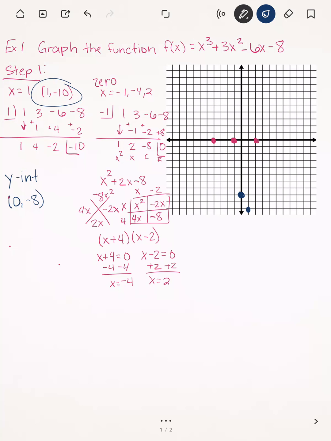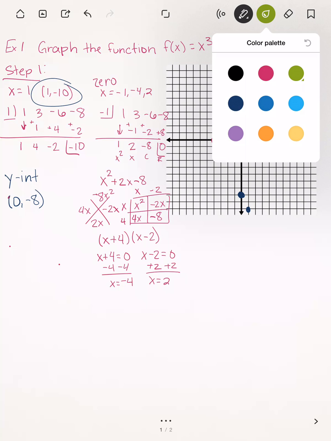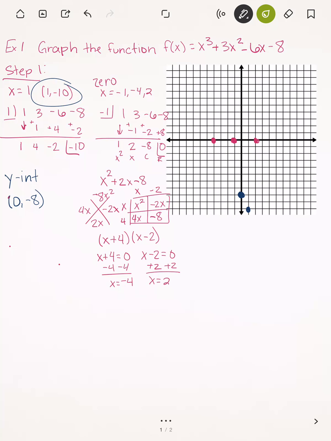Now, I need to look at my end behavior for the graph. It's odd, meaning it goes in different directions. Again, cubed is odd. And my leading coefficient is a positive 1, meaning my right side must go up. So it has to go up from here. That means this left side has to go down. And then I just connect the points from there. So it goes here, here, and then I stop and I don't have any points.